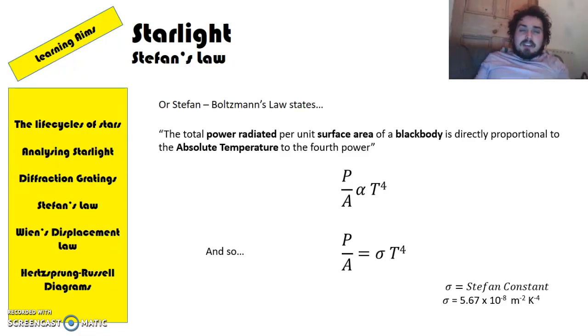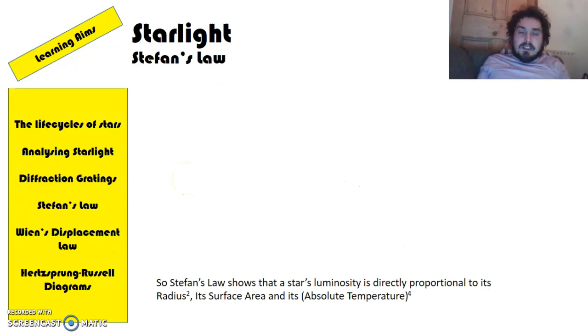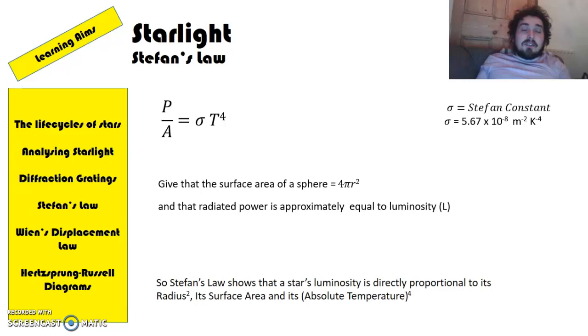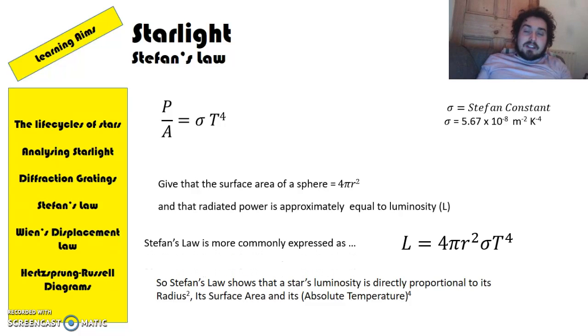Now, it's an interesting rule, that, isn't it? But it's pretty obvious at the same time. We can extend on it. We can say that power per unit area is sigma T to the 4. And given that the surface area of a sphere equals 4 pi r squared, and that the radiated power is approximately equal to luminosity, we can state that Stefan's law is more commonly expressed as L, the luminosity, equals 4 pi r squared sigma T to the 4.